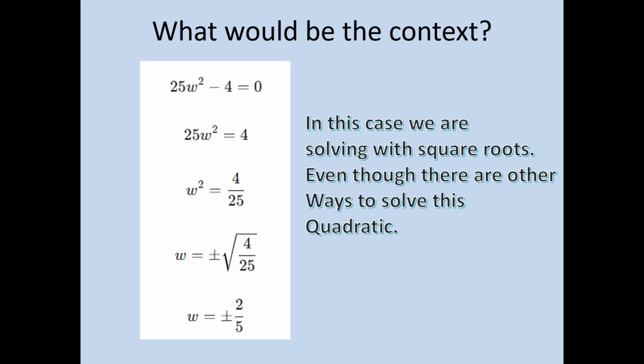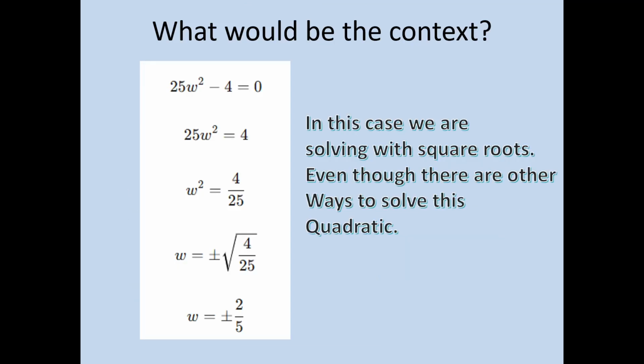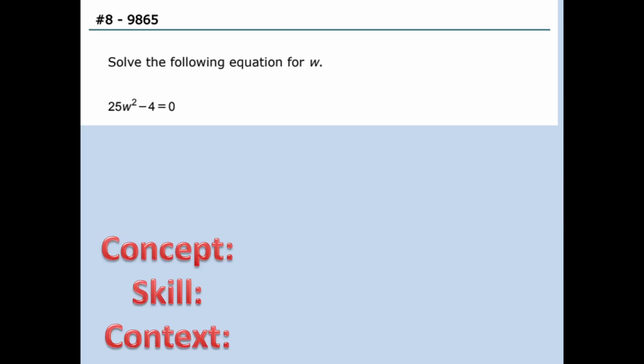So we have to identify what strategy are we going to use? What would be the context for this situation? In this case, the teacher or maybe the book is deciding on going with square roots to be able to solve this quadratic equation, even though there might be other ways to solve it. But now we have the context. So we went from the item from the SBAC to the standard to figure out what the context is going to be and isolating a skill as well to be able to finally write an objective.